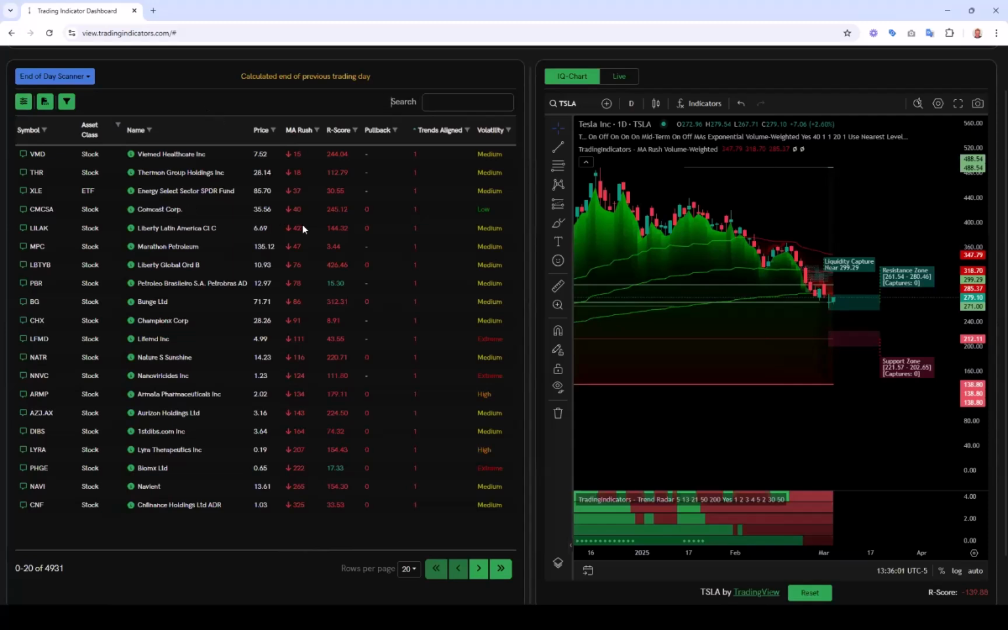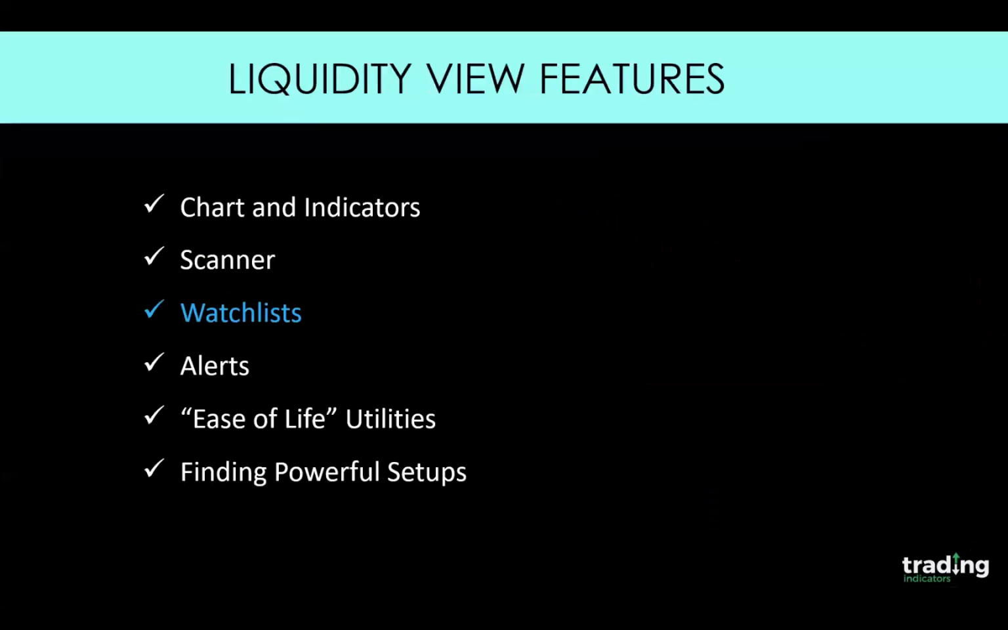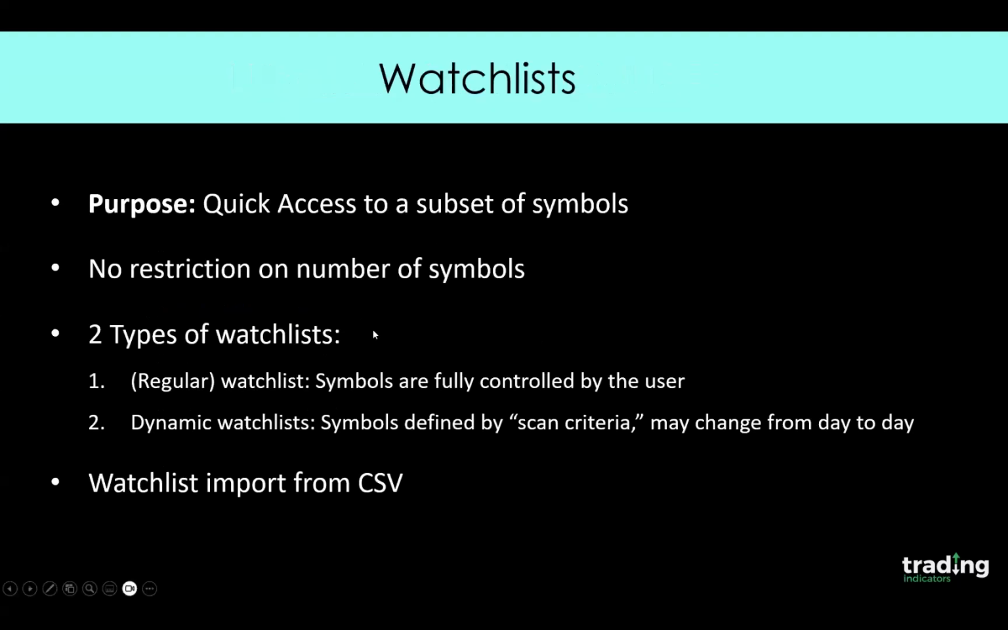Let's talk about watch lists. What are watch lists? Well, a watch list may be your list of favorite stocks. Maybe you have a list of 10 stocks which you're following. Well, you could add and save these stocks within a watch list. And our dashboard does have such a watch list feature. The purpose is to be able to quickly access a subset of the symbols. Our watch lists can have any number of symbols. There's no restrictions. You can add, I don't know, 5,000 symbols to the watch list or perhaps 1 or 2. It doesn't matter. But what's important is that we do actually have 2 different types of watch lists.